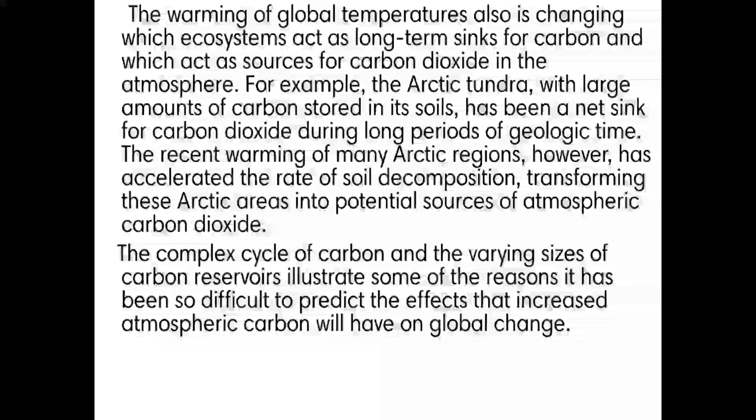For example, the Arctic tundra, with large amounts of carbon stored in its soil, had been a net sink for carbon dioxide during long periods of geologic time. The recent warming of many Arctic regions, however, has accelerated the rate of soil decomposition, transforming these Arctic areas into potential sources of atmospheric carbon dioxide. The complex cycle of carbon and the varying sizes of the carbon reservoirs illustrate some of the reasons it has been so difficult to predict the effect that increased atmospheric carbon will have on global change.